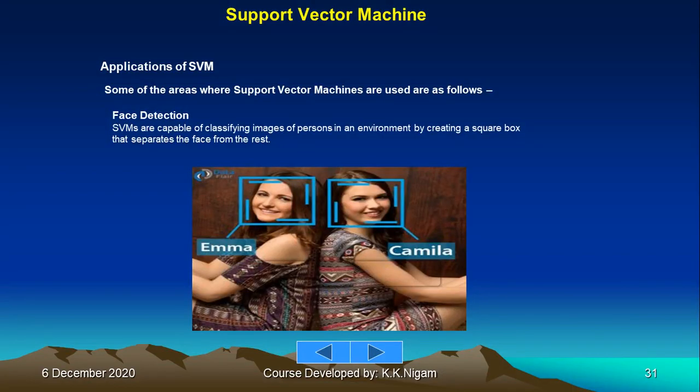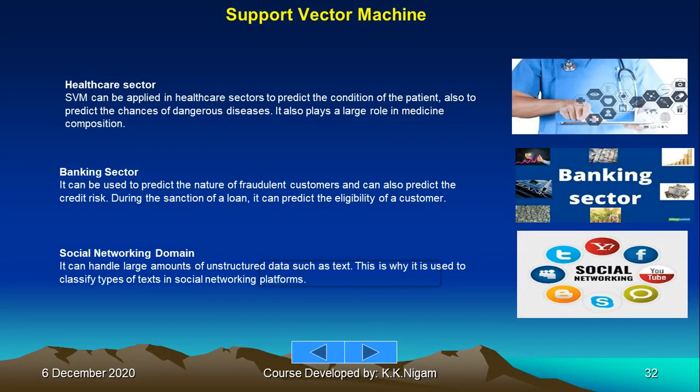Now, applications of SVM. Some of the areas where support vector machines are used are as follows. Face detection: SVMs are capable of classifying images of persons in an environment by creating a square box, as you can see in the picture, that separates the face from the rest. Then the health sector. SVM can be applied in this sector also to predict the condition of the patient, and to predict the chances of dangerous diseases. It also plays a large role in medicine composition.